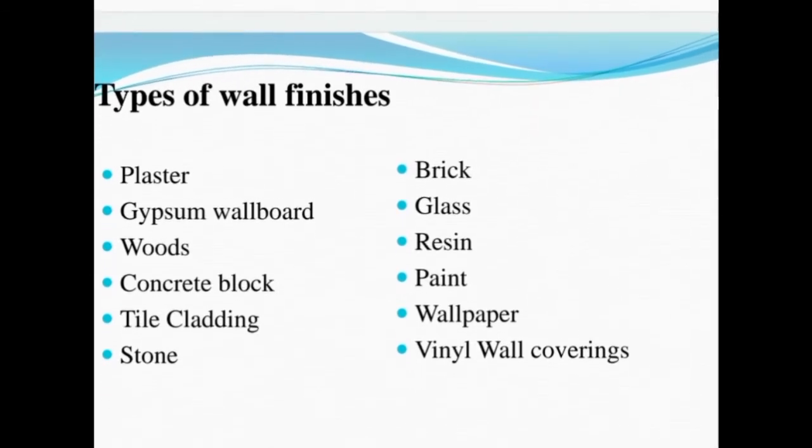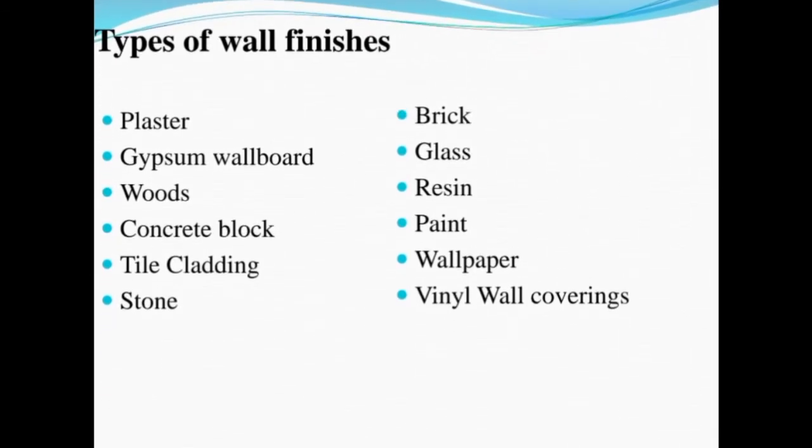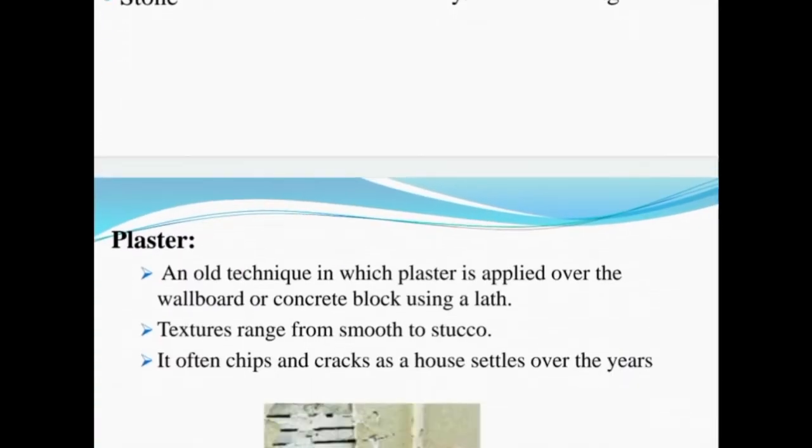And now we are going to see about the types of wall finish that are used in the construction. The first one is plaster, next gypsum wallboard, next woods, next concrete block, next tile cladding, the next one is stone, next one is bricks, next one is glass, next one is resin, next one is paint, next one is wallpaper, and the final one is vinyl wall coverings. These are the types of wall finishes that are used in the construction to finish the walls to get a pleasing appearance. Now you can see one by one.